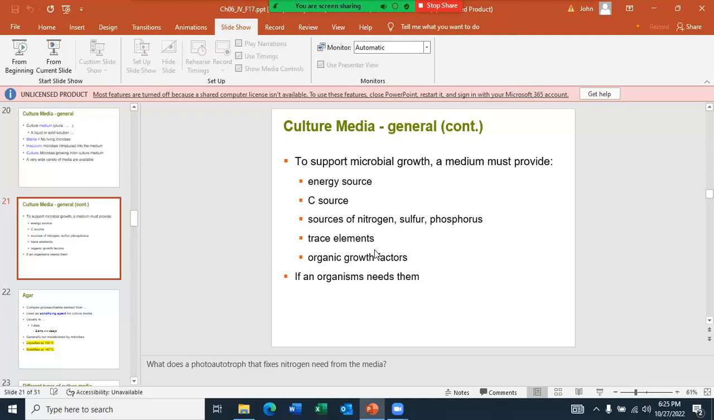What would be an example? Well, human cells need vitamin C. Of course, that's not a trace element. We do need copper and magnesium. Okay, so that would be a trace element. And then there are organic growth factors which can be required, such as vitamin C. If you don't get enough vitamin C, you'll become sick, and then you'll eventually die.